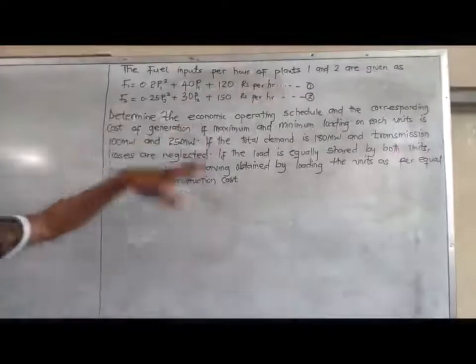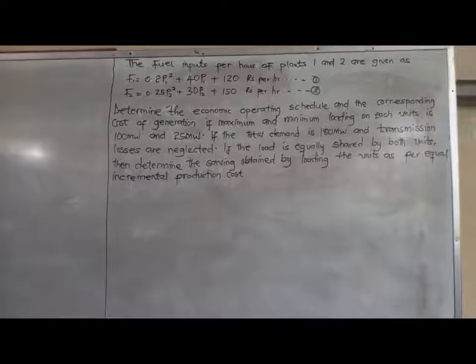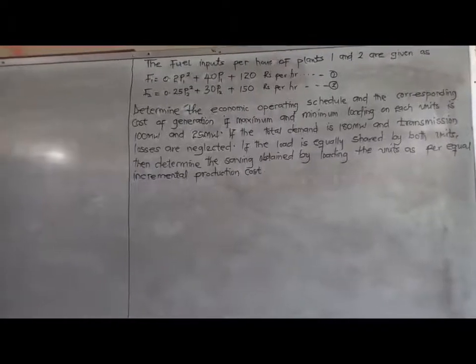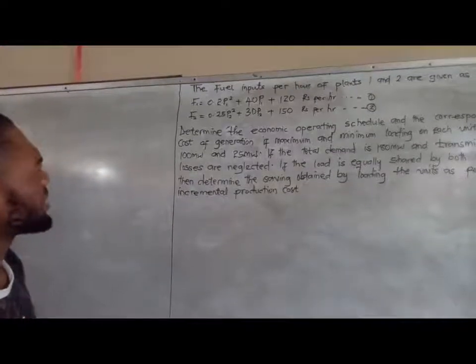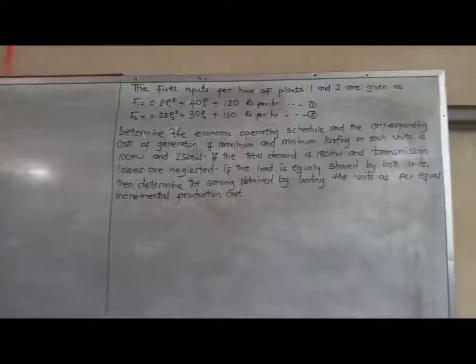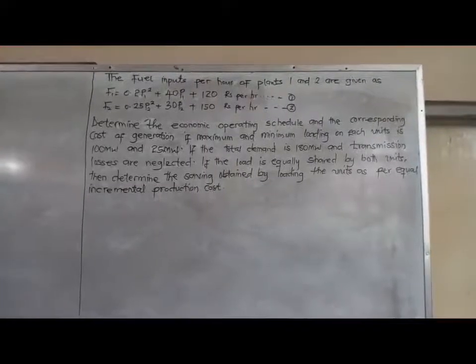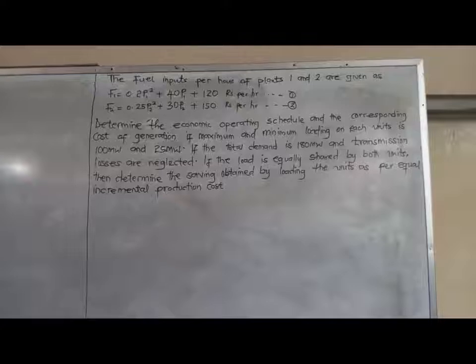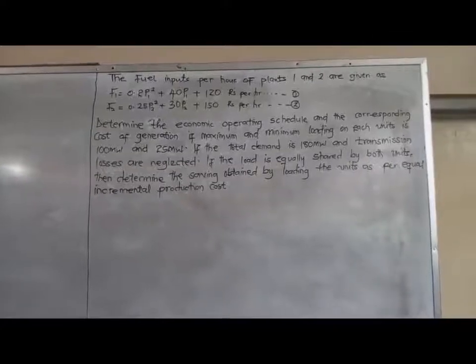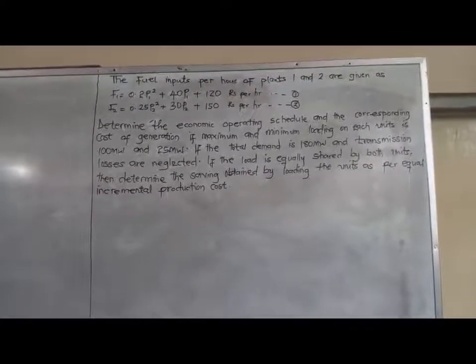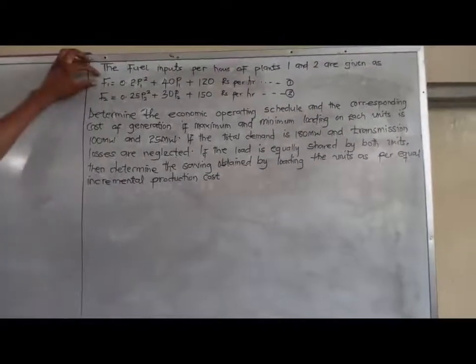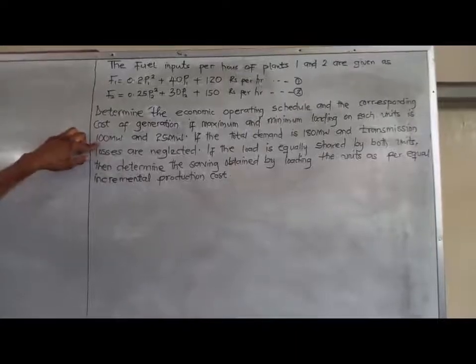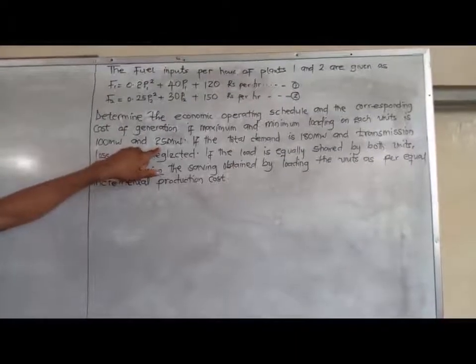That is the fuel that is required to be injected into boiler 2 so that it can be converted into steam and turn the steam turbine. But the question says to determine the economic operation schedule and the corresponding cost of generation if the maximum and minimum load on each unit is 100 megawatts and 25 megawatts. We are trying to say that generator 1 can generate a maximum of 100 megawatts, and should be able to generate 50 megawatts, so it will be able to meet the demand of 120.